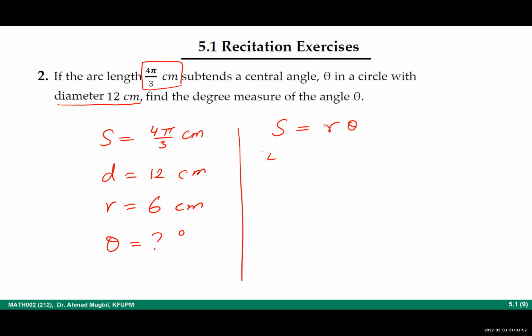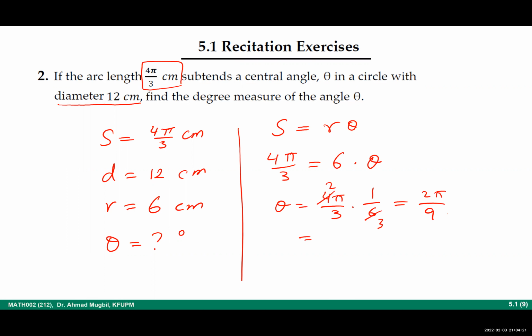We have S. Look, we are lucky because the radius and the length of the arc have the same units. No need to convert units. So this is 4 pi over 3 equals R theta. What is R? 6. Now we need to find theta. Theta in this case will be 4 pi divided by 6, so it will be multiplied by 1 over 6, which gives, dividing by 2, 2 pi over 9.